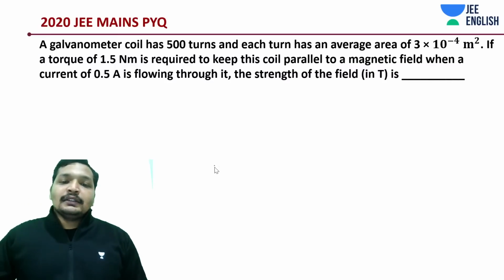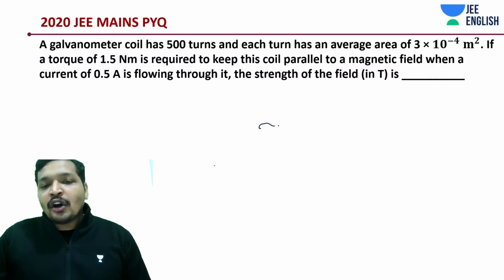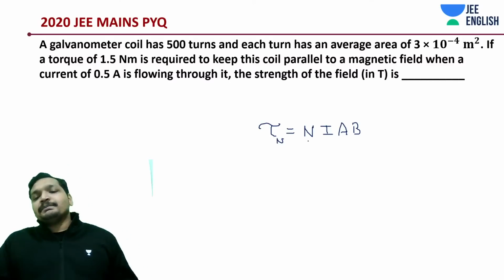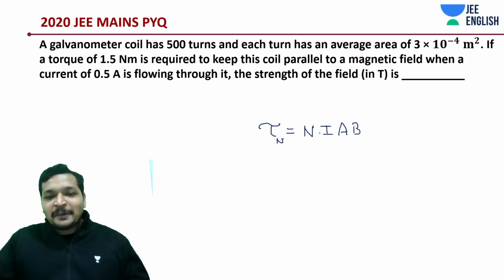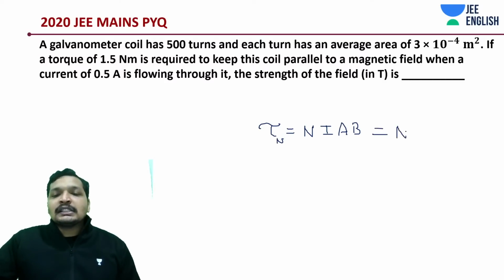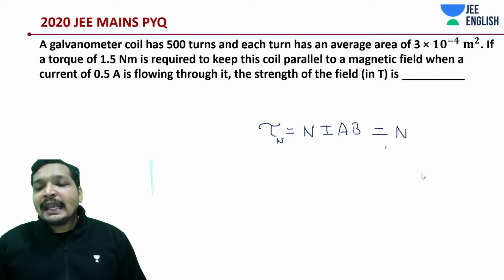Coming to that part, what is going to happen? Torque is now going to be, since there are n turns, n times, it is going to experience NIAB. Something you can remember, but this is the concept. Basically, remember this thing. This is easy to remember. Okay. NAB is what? Let me come to this way.